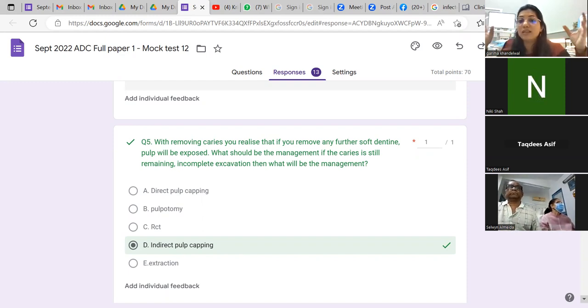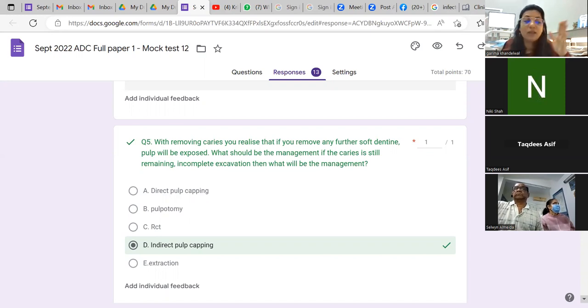So you will end up doing either a pulpotomy or a pulpectomy. Do you understand why you don't want to do aggressive dentistry? We live in the era of minimally invasive dentistry. If there is no pulpal pain and we have the procedure of IPC available, we should opt for that. That is what the question is telling you.